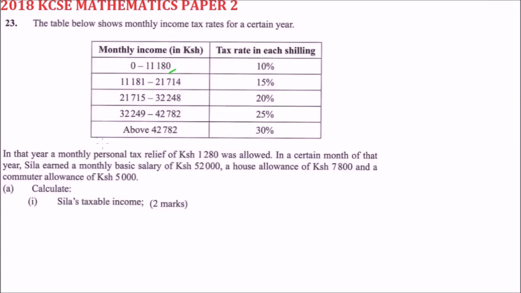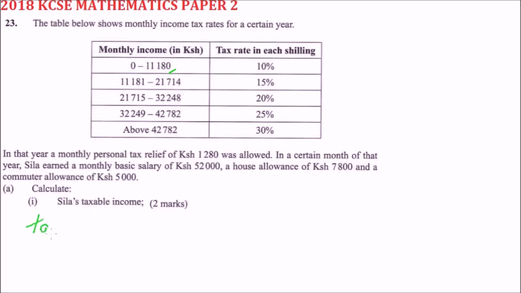So below here we have, in that year, a monthly personal relief of 1,280 shillings. In a certain month of that year, Sarah earned a basic salary of 52,000, a house allowance of 7,800, and a commuter allowance of 5,000 Kenyan shillings. So the first question, Roman number 1, calculate Sarah's taxable income.